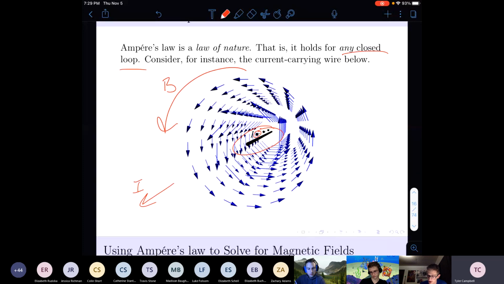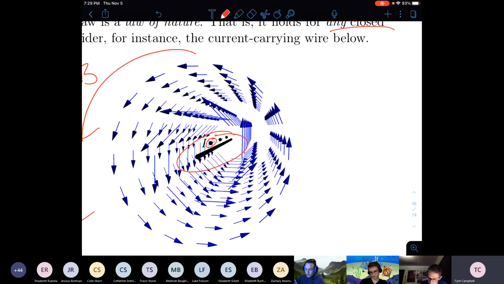If I were to draw this looking at it from the side, whoops, why am I trying to type? That's not good. If I were to look at this wire from the side, let's say this was my current carrying wire, I could do the exact same thing. My B field would be into the page on the top and out of the page on the bottom. Again, just doing the curl.